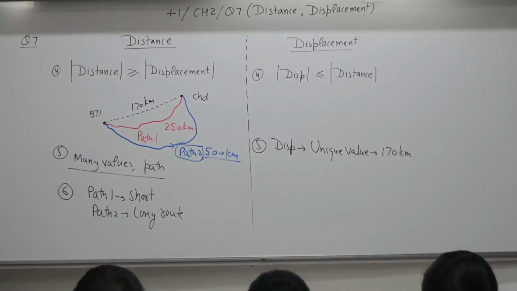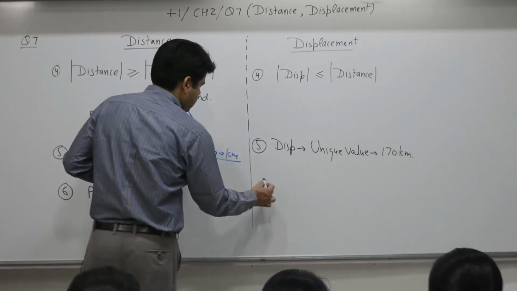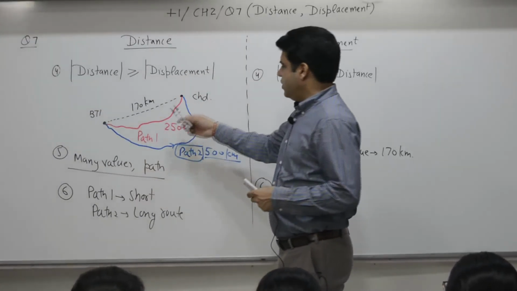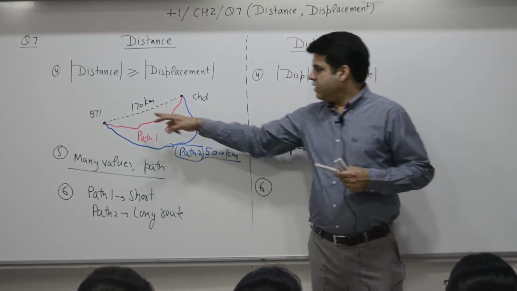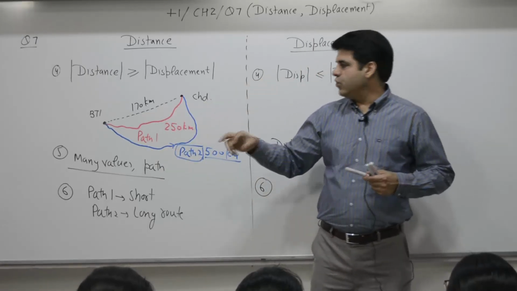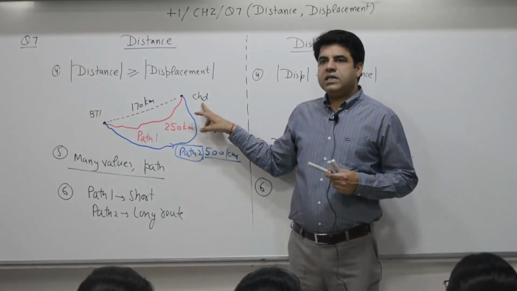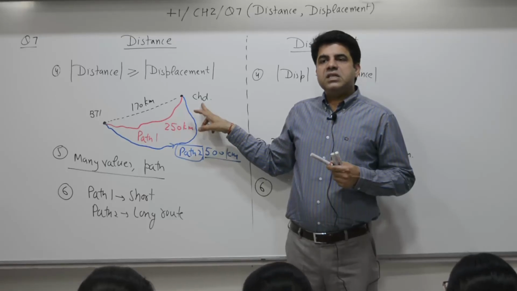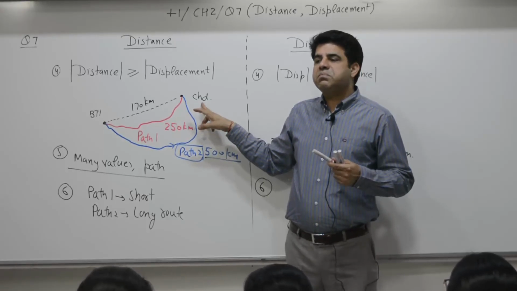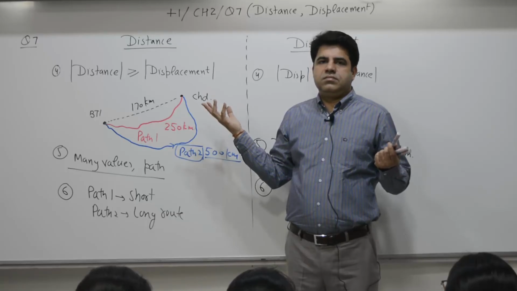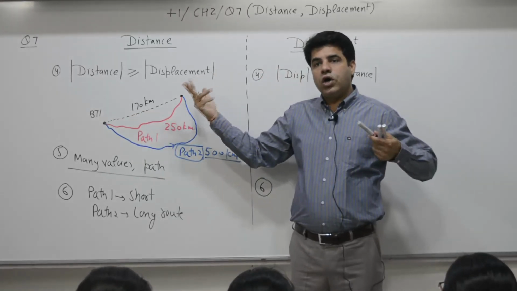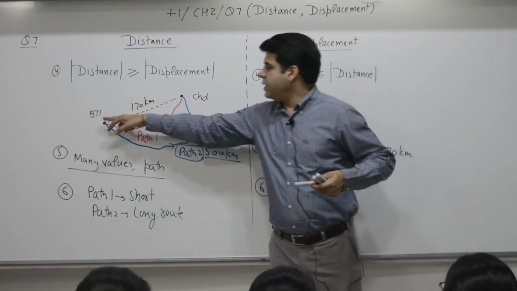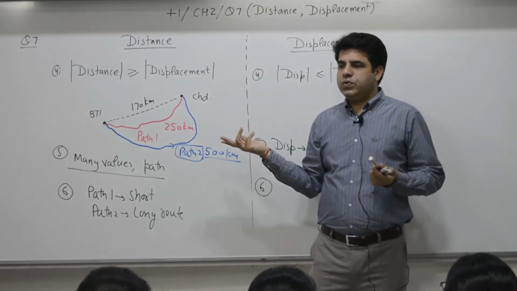Sixth point, the displacement of an object between two points does not tell the type of path followed. In this case, whether you follow path 1 or 2, you don't have any idea. If you ask a person, in the morning you were at Bhandra, in the evening you are at Chandigarh, by this data, you don't have any idea what path was followed. The person might have covered path 1 or path 2 or maybe path 3, we don't know.